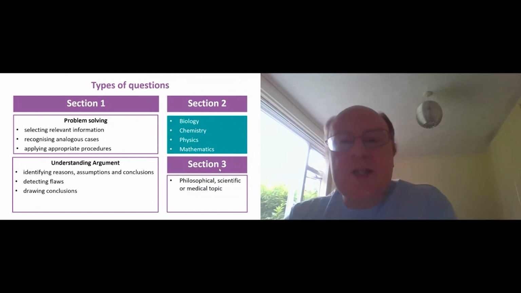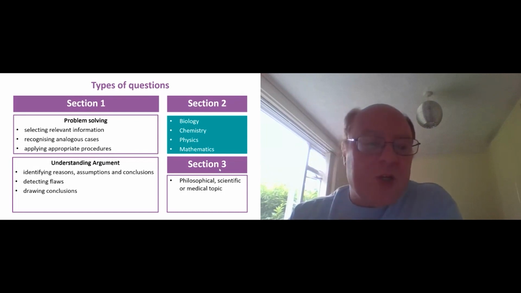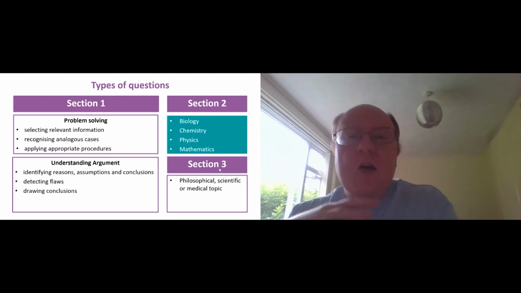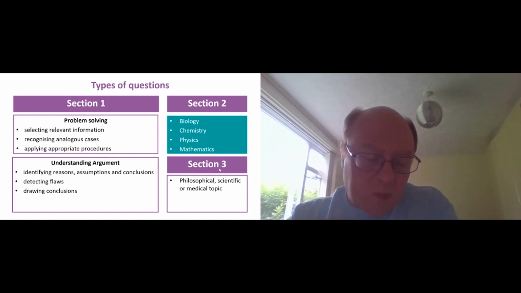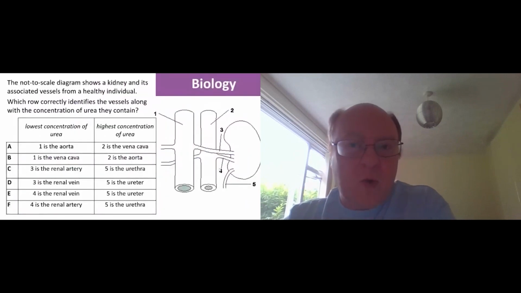So as I said, section 2 covers biology, chemistry, physics, and mathematics. And it's very much about your ability to apply the knowledge that you have. As I've already said, the knowledge that's assumed for section 2 is at roughly a GCSE level. I'll talk a little more about exactly what the content is, but let's have a look at one of the questions.